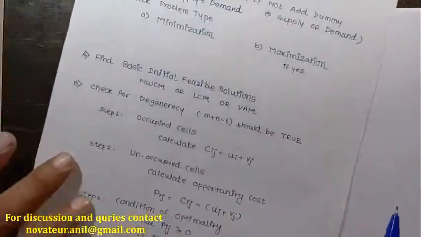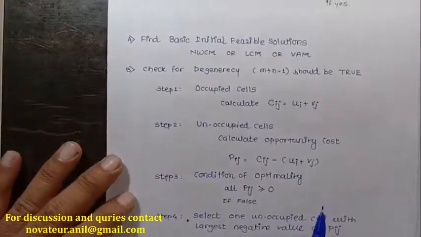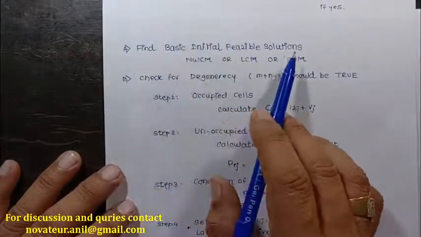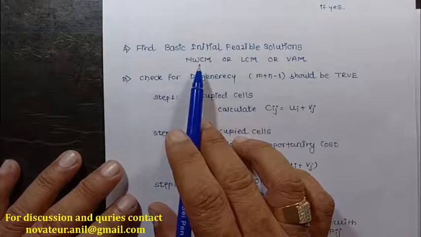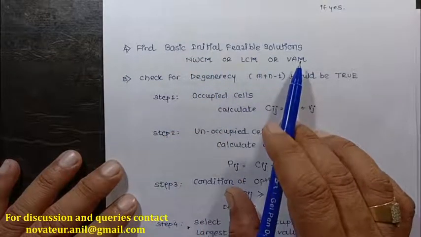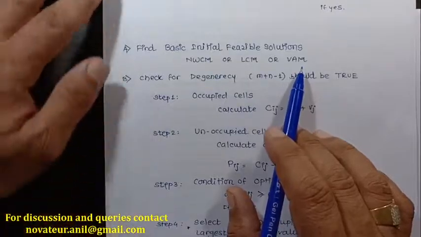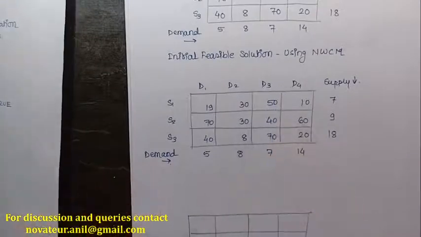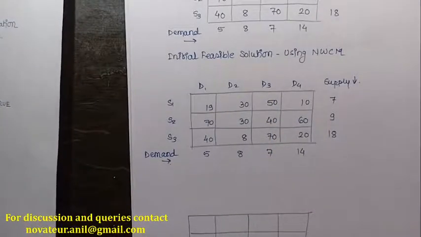In order to apply the Modi method, we first have to find an initial feasible solution using the northwest corner method, the least cost method, or Vogel's approximation method. Any one will do. There is no particular choice. So I am going to solve this using the northwest corner method for your convenience.